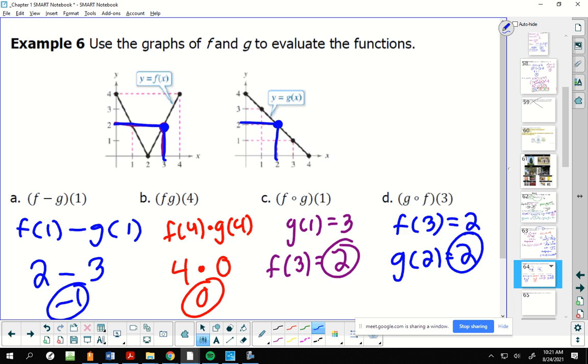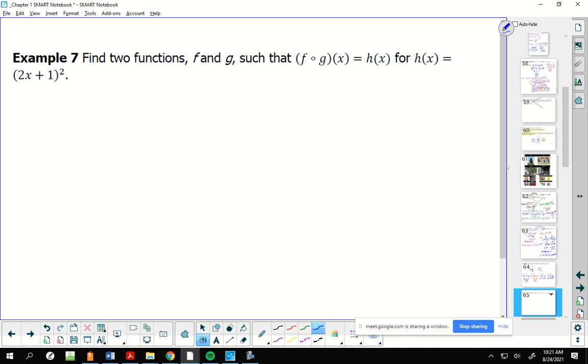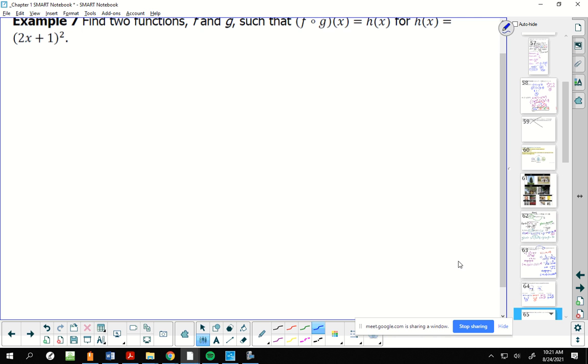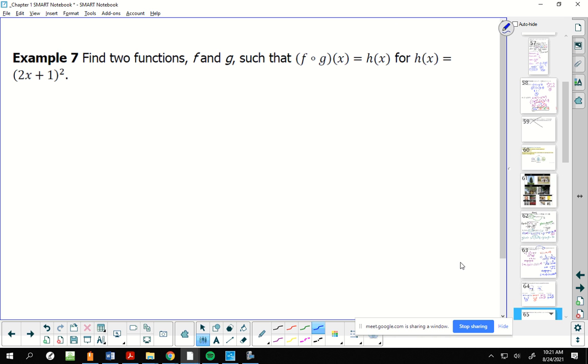All right, last part. Find two functions f and g such that f of g of x equals h of x. And h of x equals 2x plus 1 quantity squared. So they're saying, there's actually a lot of different correct answers for this. Okay? They want you to tell me what is f of x and what is g of x. Well, since we're starting with g of x is the stuff inside.